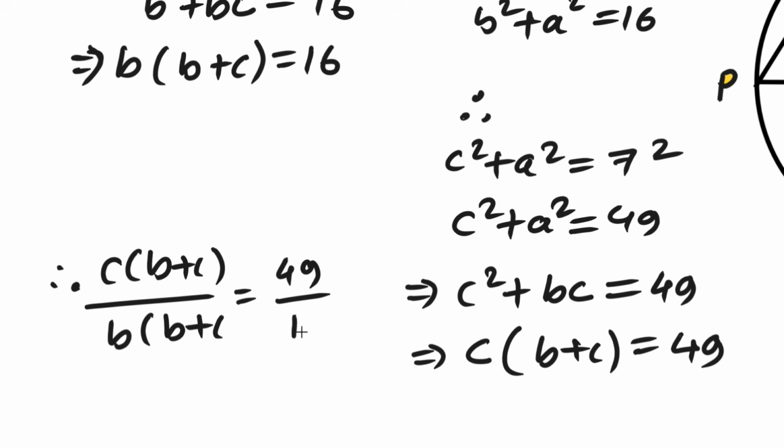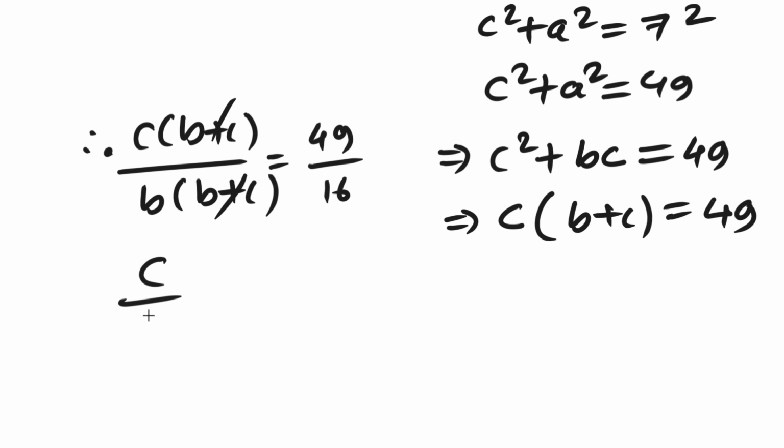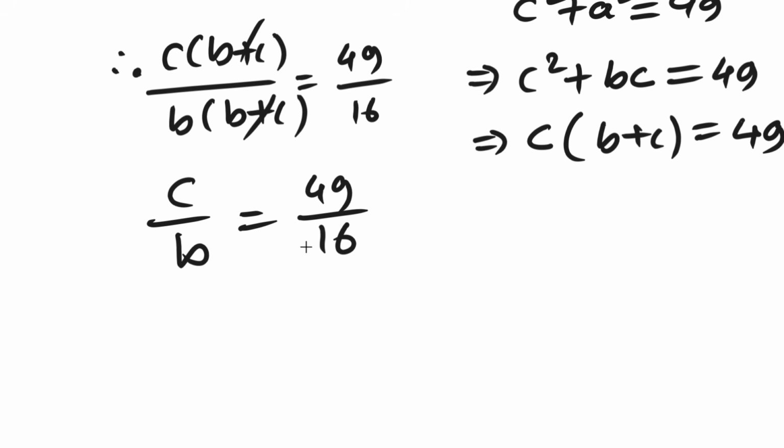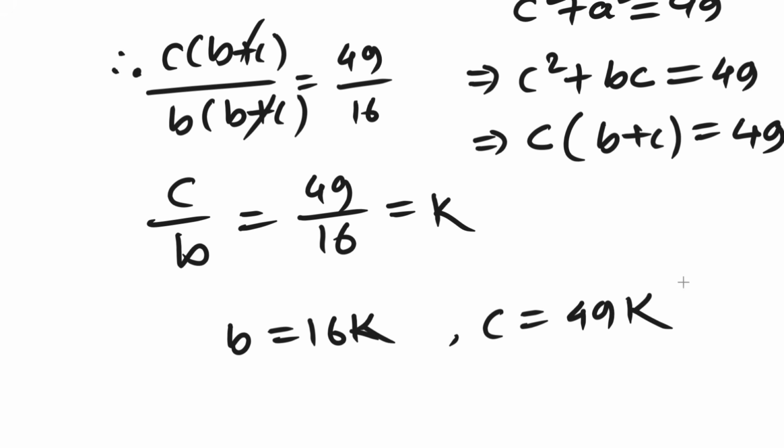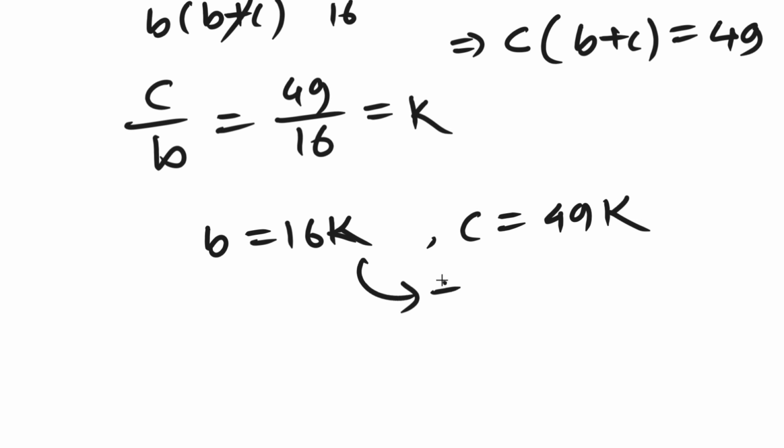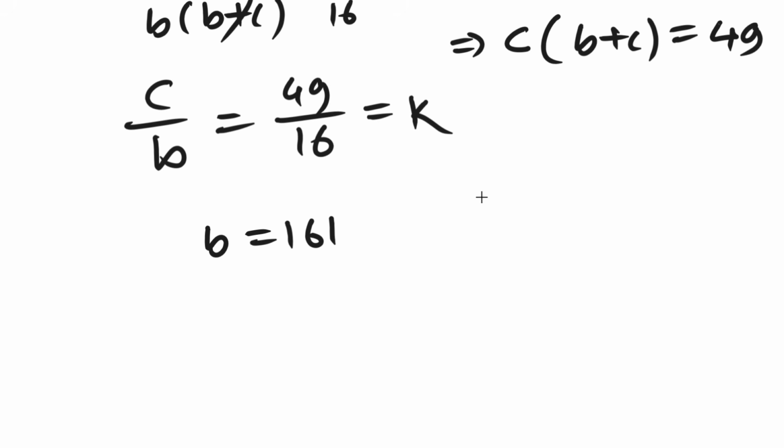So we get c divided by b equals 49 divided by 16. Therefore, c is 49 16ths times b. Instead of immediately introducing a complicated fraction, let's make the relationship easier to handle by saying b equals 16k and c equals 49k, where k is some positive constant.